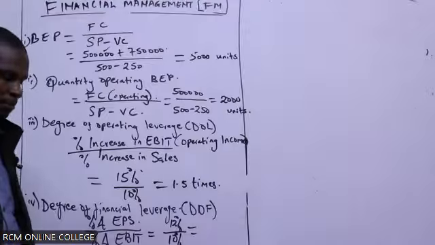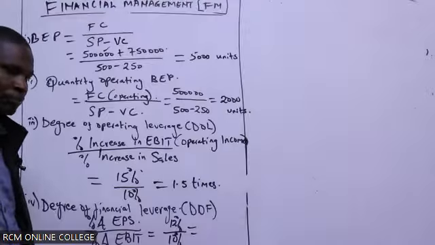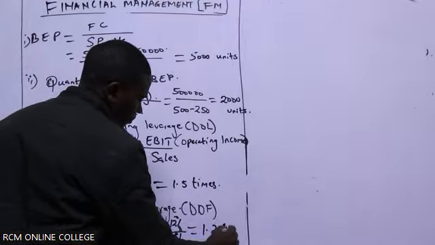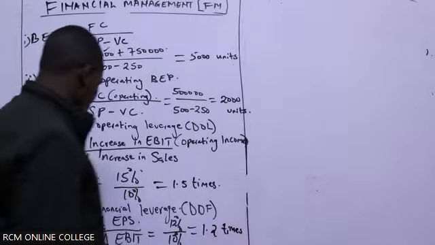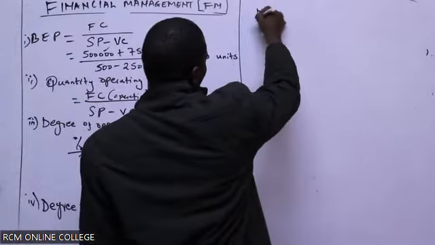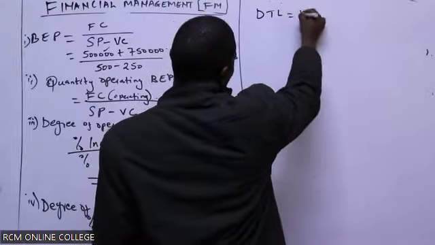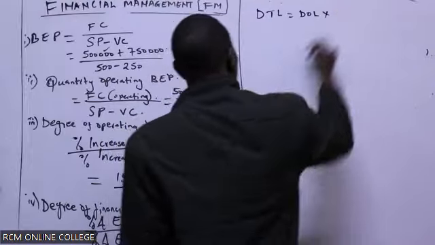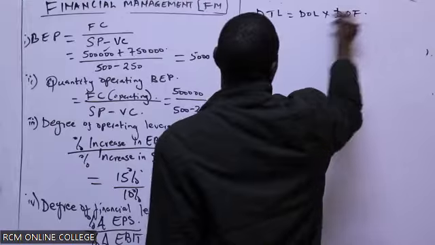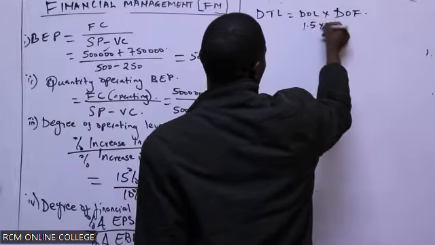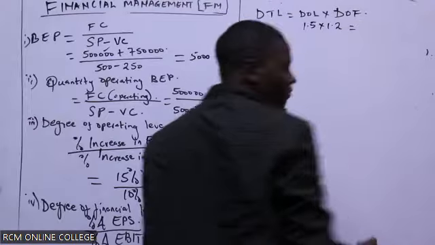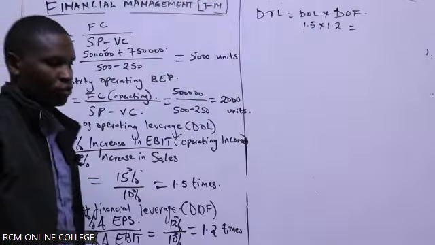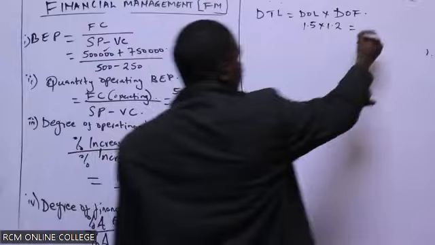12% divided by how many times? 1.2 times. Then DOL, the degree of total leverage, is DOL times DFL, degree of financial leverage. So it is 1.5 times 1.2. So it is 1.8 times.